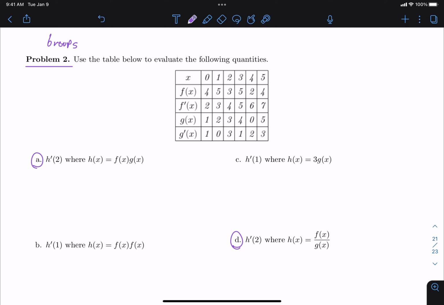So we've got h of x, which is given by the product of these two functions. Write down h of x here, f of x times g of x.